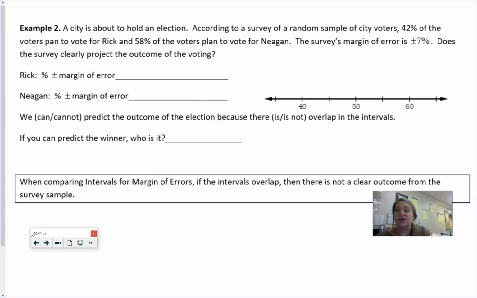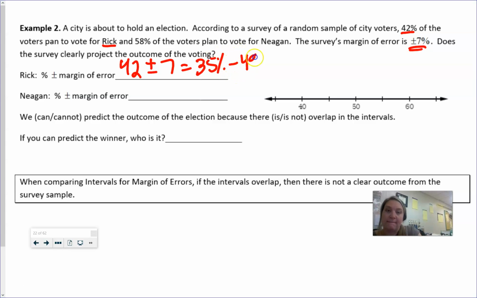So let's do Rick's margin of error first. So 42%, right, are voting for Rick. So we're going to do 42. We're going to add and we're going to subtract my margin of error, which is 7. Okay, so 42 minus 7 is 35. 42 plus 7 is what, 49? Okay, so that's his interval. I'm actually going to draw that interval on the number line. So here we go. 35 is about here to 49. All right, I'm going to label that Rick.